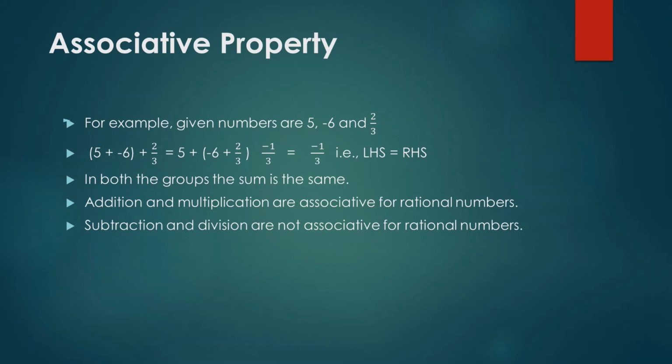Means we can see that LHS is equal to RHS. In both the groups, the sum is the same. So addition and multiplication are associative for rational numbers. Subtraction and division are not associative for rational numbers.